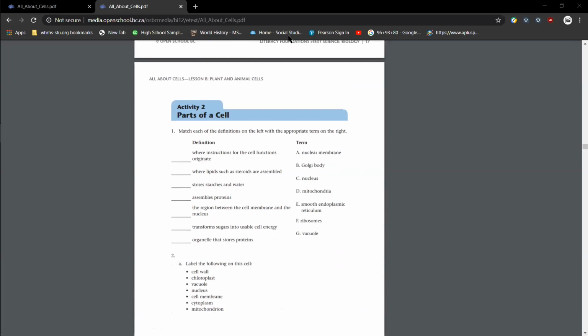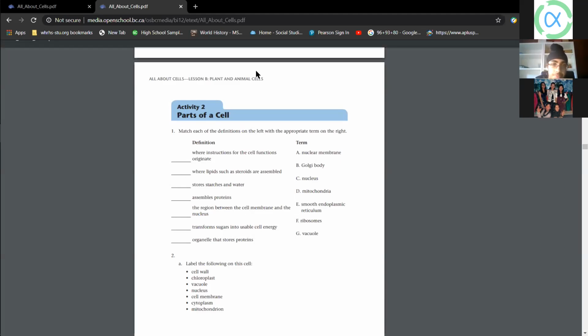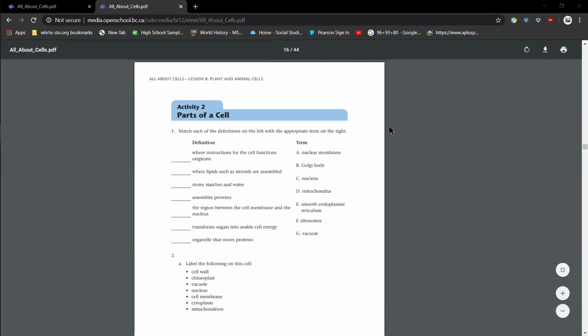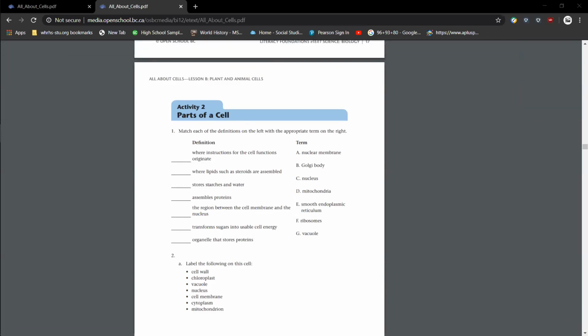So we can do this activity here. It's just matching parts of the cell. I don't know if you guys just want to write it out, or just for the first one, where instructions for the cell functions originate, just type your answers in the chat, just the letter of which it corresponds to. Yeah, okay, so we don't have much time, so I'm just going to go quickly, but yes, it's C, the nucleus. Remember, the nucleus is the brain of the cell.